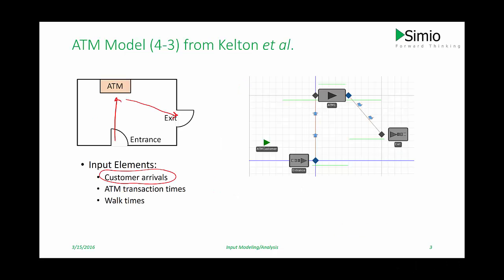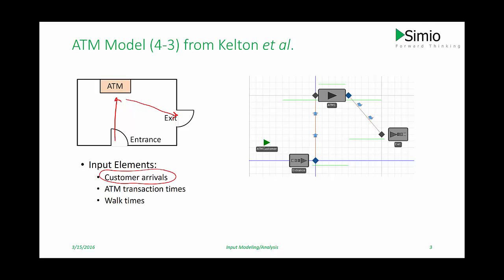So for example, going back to our ATM model, maybe the purpose of creating the model is to decide, would I rather have one fast ATM or two slower ATMs, and try to make that decision based on customer experience, utilization, and so forth.